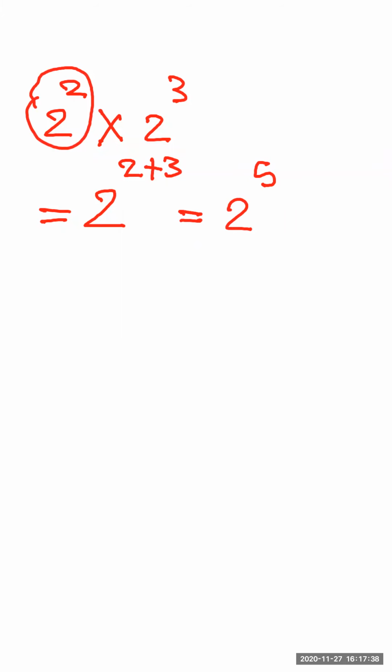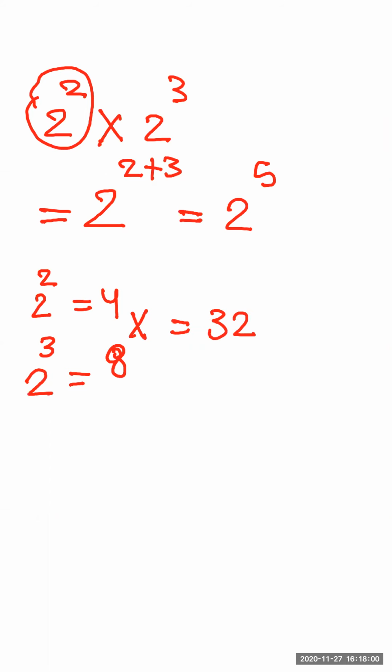Actually, 2 at the power of 2 means 2 times itself, so 2 at the power of 2 equals 4. And 2 at the power of 3 means 2 times itself 3 times, so 2 times 2 times 2 means 8. So 4 times 8 equals 32. And 2 at the power of 5 equals 2 multiplied by itself 5 times: 2 times 2, 4 times 2, 8 times 2, 16 times 2. So it will equal 32.